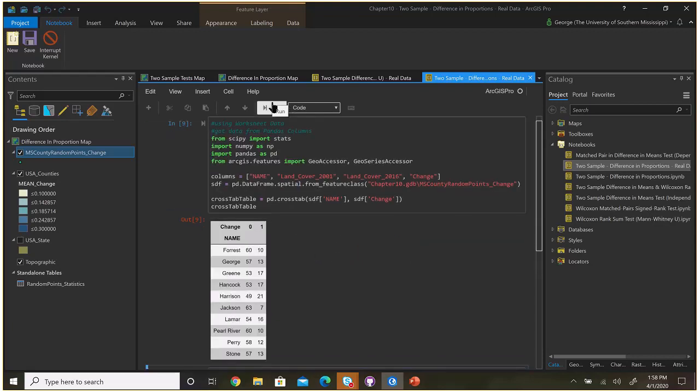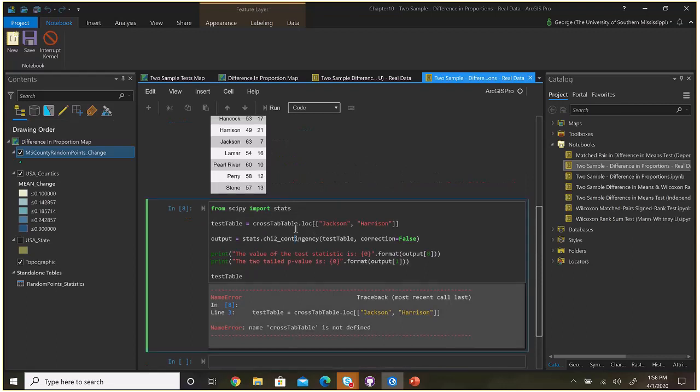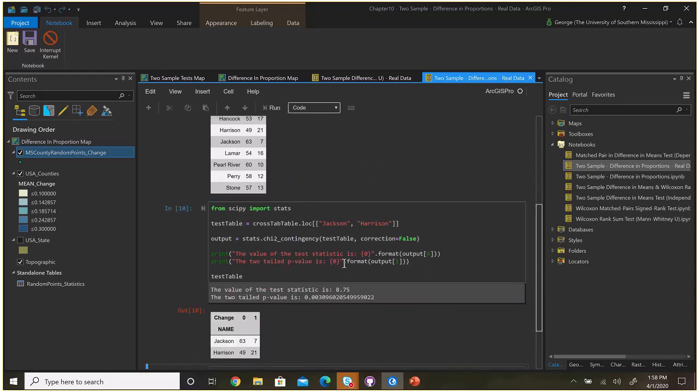It's going to make me run this one too because I hadn't run it yet. And again, you won't have to run any of these. So now we compared Jackson to Harrison. Now look at the value of the test statistic, 0.875. Remember that since this is a z-value, that's in standard deviations. So it's very unusual. It's 8 standard deviations away from the mean using the standard normal. So the p-value is going to be really small.